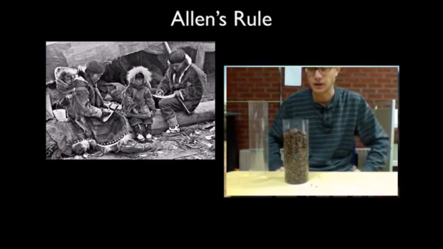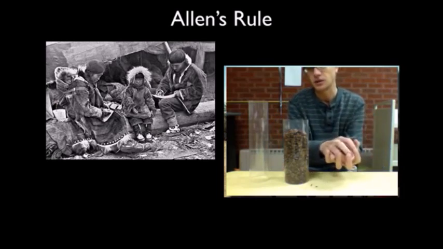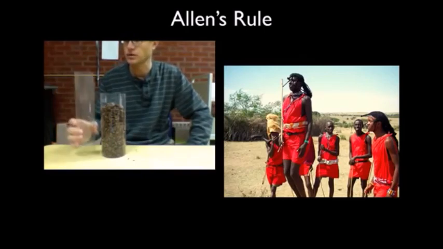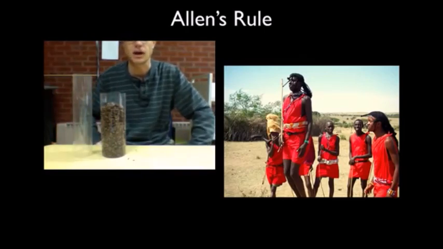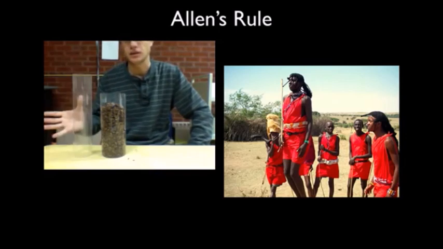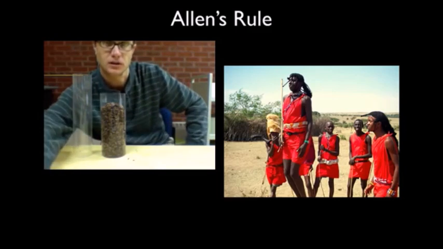And the reason why, just like a polar bear, is that they want to maximize their volume because they don't want to lose a lot of energy in the form of heat. Likewise, when we go towards the equator, the people are going to look more tall and more skinny, because they want to maximize their surface area, and so they want to get rid of heat. These are some Maasai warriors doing this jumping dance, and they're going to be really tall and slender.